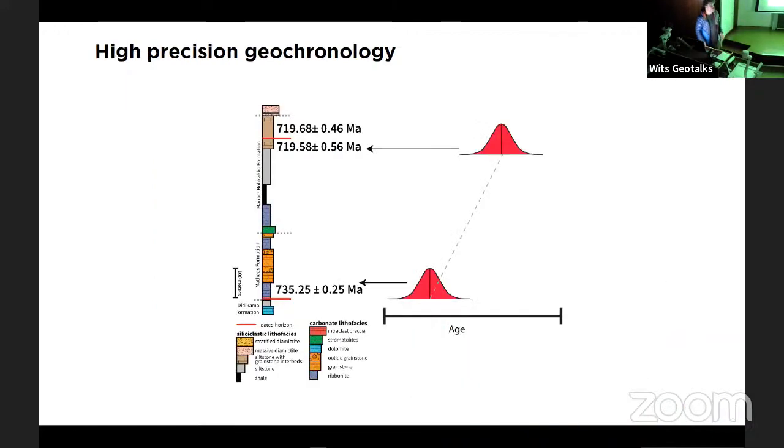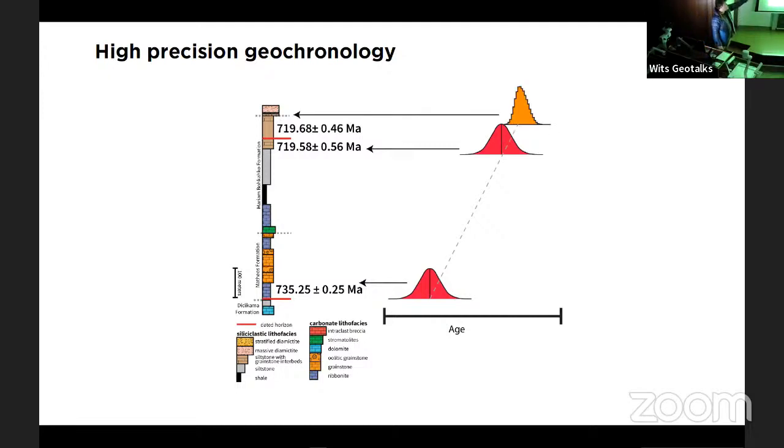So the way we did that was with the Monte Carlo approach. Basically, when we have these dates, we have 735 plus or minus something, right? What we can do with a Monte Carlo approach is we randomly sample that distribution a million times, and then we randomly sample one of the uncertainty distributions at the top a million times. And we use that to come up with a million deposition rates, right? How many meters per million years did we accumulate between those two ages? And then we have a resulting distribution of deposition rates, right?